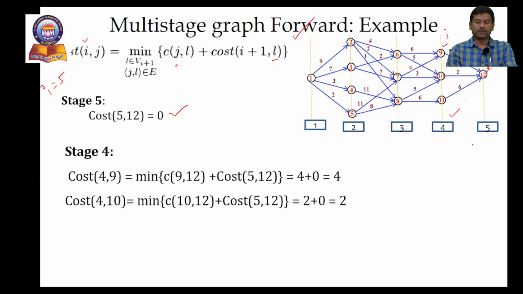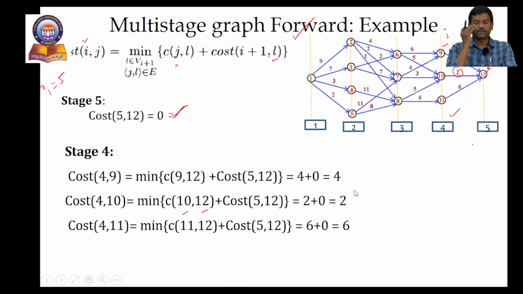Cost of 4 comma 10 is equal to, replace the values of j and l: j value is equal to 10, and from 10 we can connect to 12, that is an edge, plus cost of i plus 1, that is 5 comma l value becomes 12. So here 2 plus 0, that is c of 10 comma 12. From 10 to 12 the edge cost is provided, that is 2, plus cost of 5 comma 12. Already we have taken cost of 5 comma 12 is equal to 0.